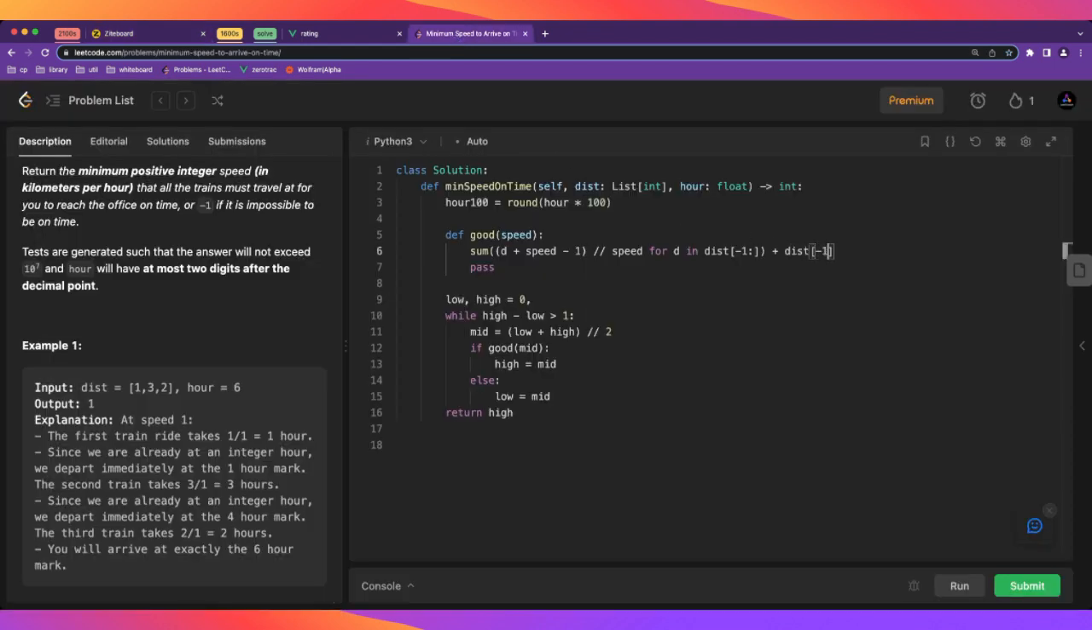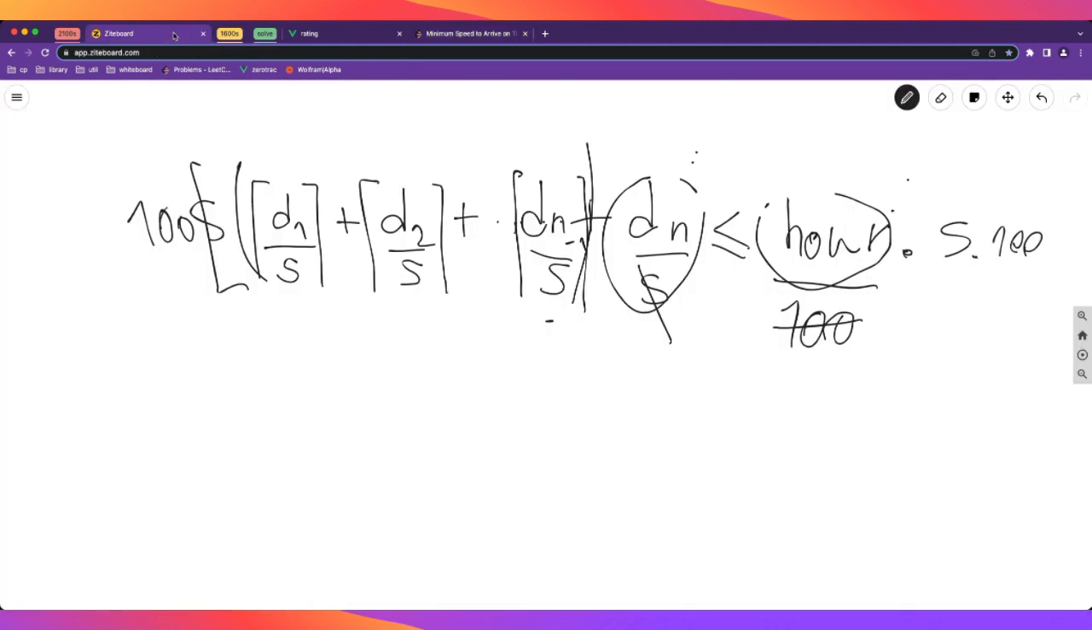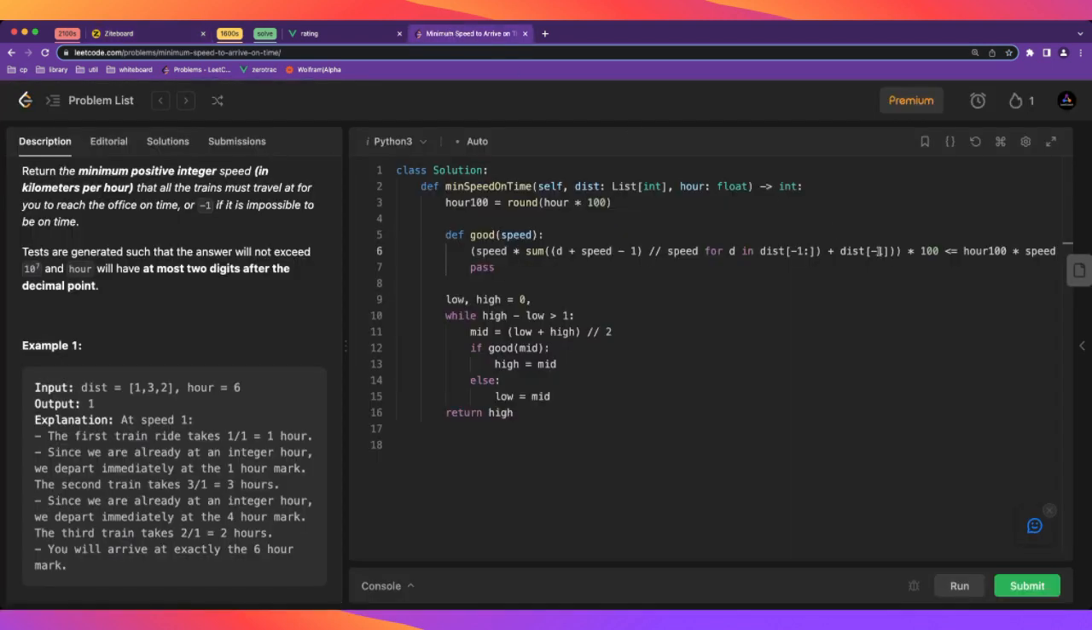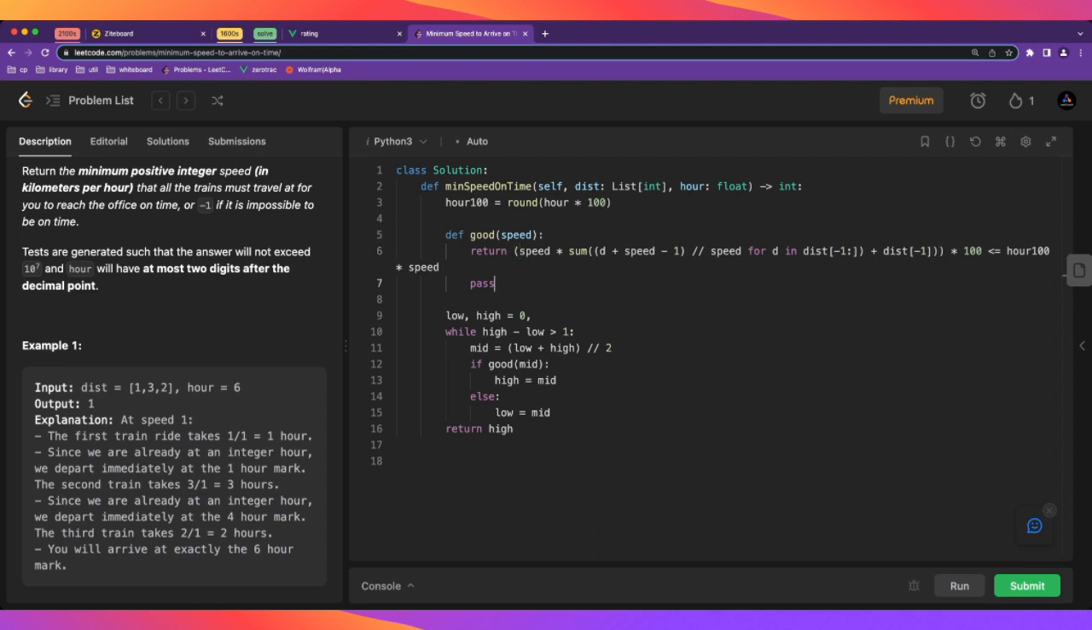So here we have the last distance, and this is going to multiply the speed, and then maybe this is going to be a little long, but it doesn't matter. And here we want our 100 times the speed, I think it was. Yes, because here we have 100 times the hour times the speed. So this should be good.